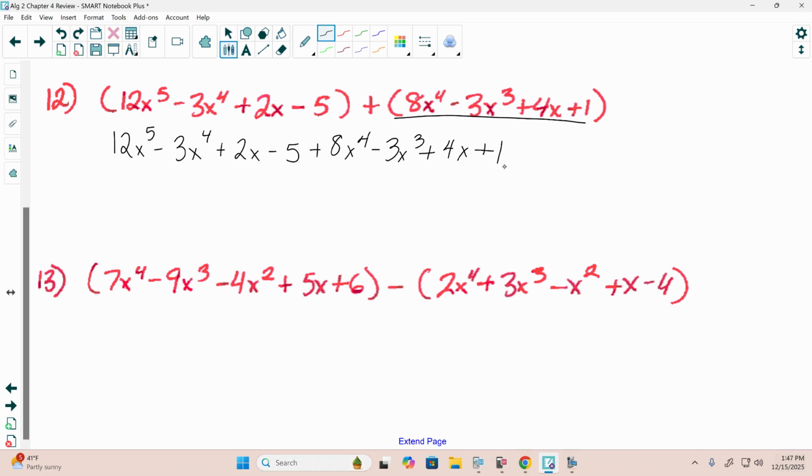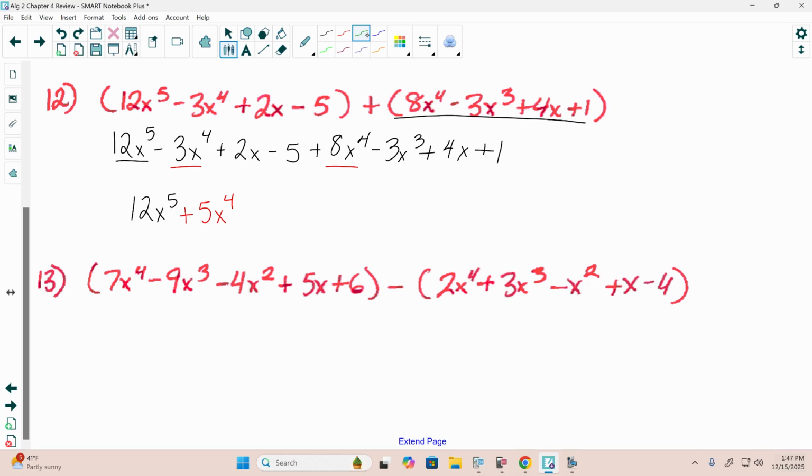Once we do this, we've resolved the parentheses. We're going to combine like terms. Always start with the variable at the biggest exponent, our 12x to the fifth. Because there are no other x to the fifth terms, there's nothing to combine with it. It's just going to say 12x to the fifth. Our next term is x to the fourth, and there are two x to the fourth terms. We have negative 3x to the fourth and 8x to the fourth. Negative 3 plus 8 is going to be positive 5x to the fourth.